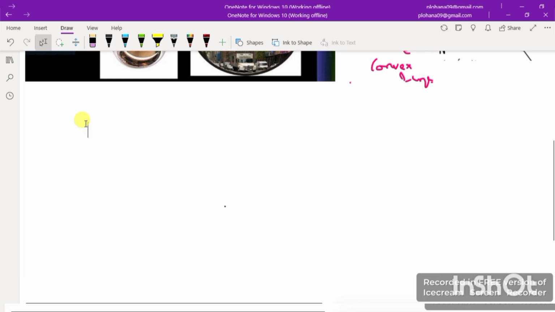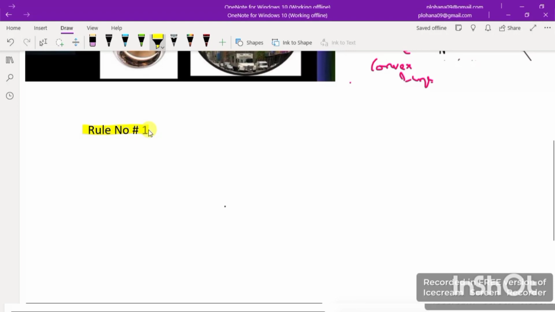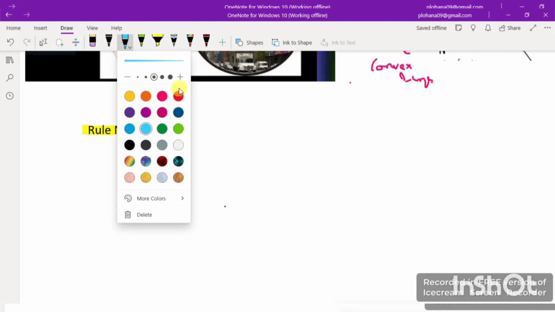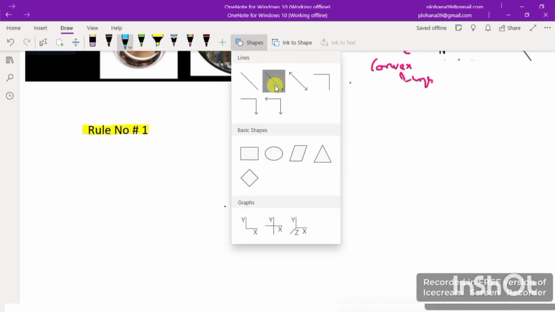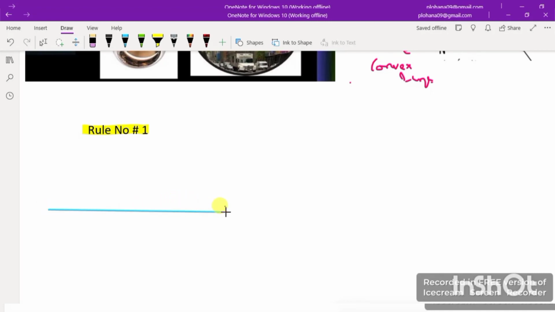Okay, I'm writing here rule number 1. So what does rule number 1 say? Rule number 1 says a ray passing parallel to the principal axis always passes through the focal point after reflection. Right. So let me make a ray diagram here so that I can make you understand. Okay. So I'm making a line first, which is the principal axis. This is the principal axis, right?